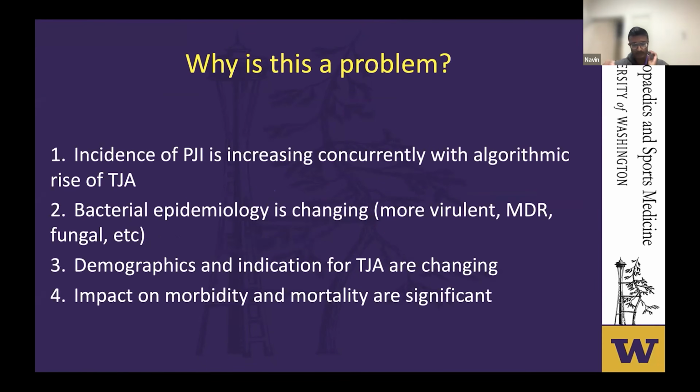So to briefly review and reemphasize why this is such an important question. Number one, the incidence of PJI is increasing concurrently with an algorithmic rise in total joint arthroplasty. The number of primary and revision total joints being performed is anticipated to increase exponentially, as Kurtis mentioned, and the most common cause for revision is quickly becoming infection rather than aseptic loosening. Bacterial epidemiology is changing with more virulent organisms such as MRSA, fungal and polymicrobial infections, which have complicated our treatment options. Demographics and indications for total joint arthroplasty are also changing.